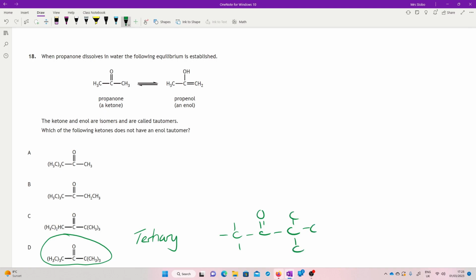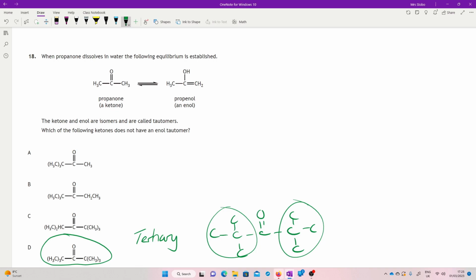So basically, these carbons are going to make it impossible for you to lop one off and move it around and get an OH in here. So if it can't go to the double bond because of these end carbons, this one is the one that cannot form another tautomer. The other ones you can just have a look and you can see what they would do.